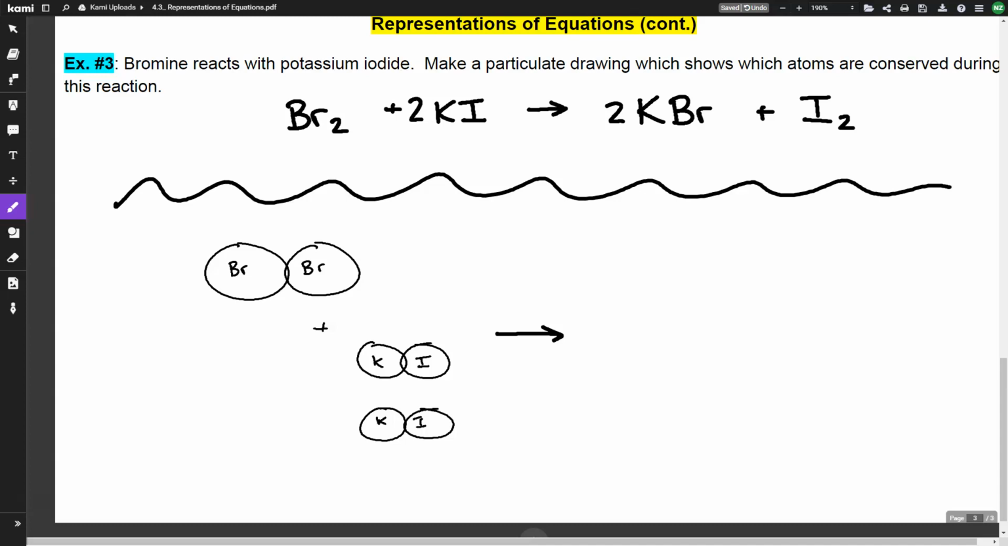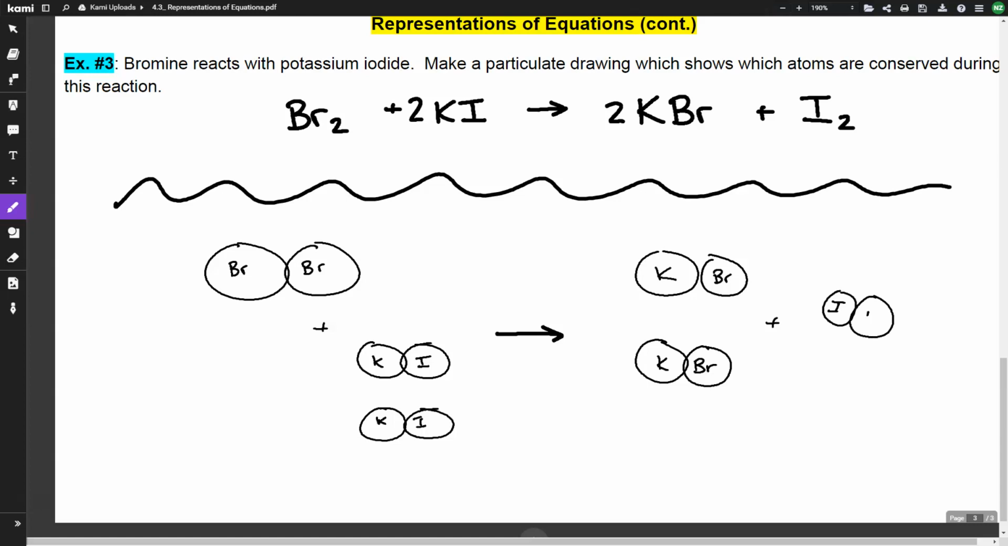On the right side, we are going to have potassium and bromine go together. We're going to need 2 of those. Okay, so basically these are just hooking up right here. And then we're going to have iodine by itself, but remember iodine is diatomic. Iodine always has to have a buddy, just like that.